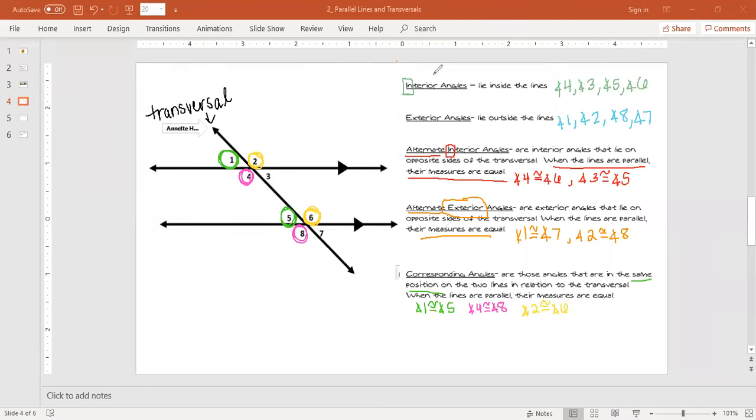And then the last one I see is angle 3, which is on the right side below the parallel line. Oh, I've already used green. Let me use a different color. I like to use different colors when I do these. I'll use this pretty blue. So angle 3 is on the bottom right. Angle 7 is on the bottom right. So those are congruent. Now again, they're still corresponding if the lines are not parallel. They're just not congruent. We can only say these are congruent when the lines are parallel.